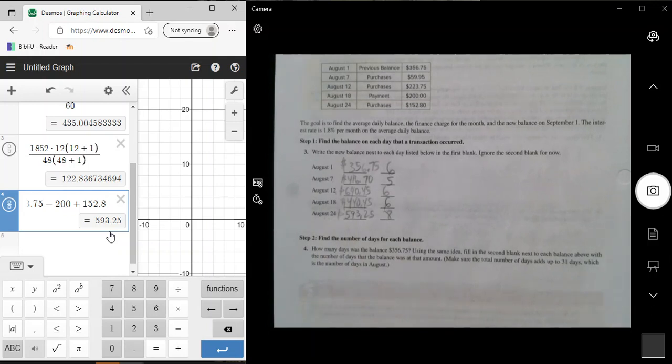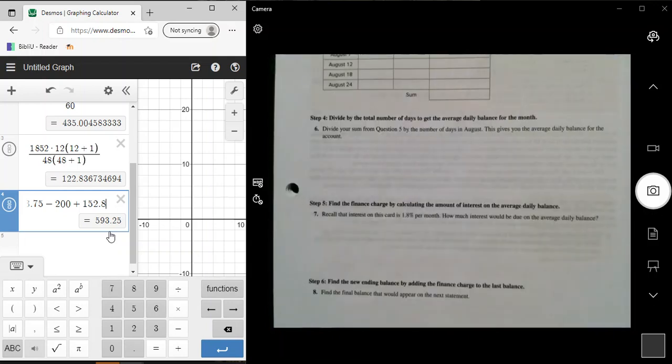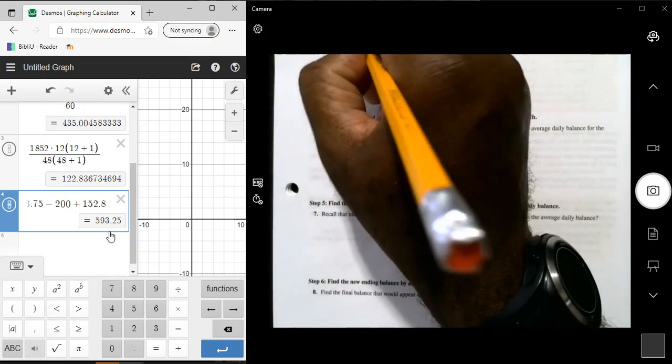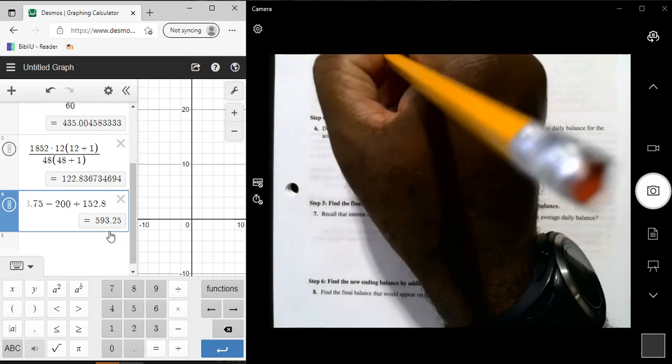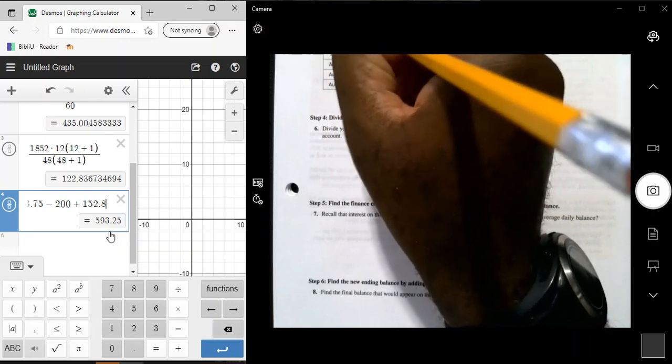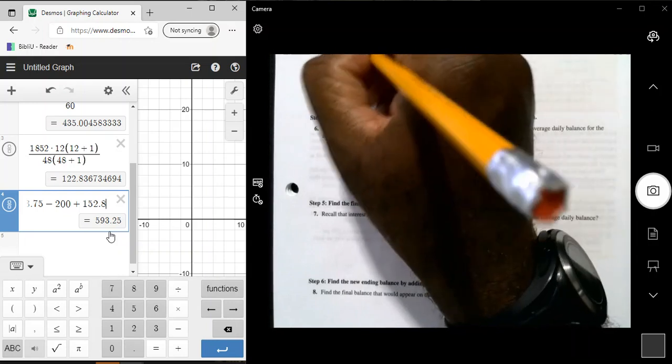Now, we move on to the next page, page 297. It says here, multiply each balance by the number of days and add these products. Copy the first two columns in the table below from your answers on the previous page. Then multiply to fill in the last column. So basically they want balance and number of days. So it'd be 356.75. Now with 6 days.